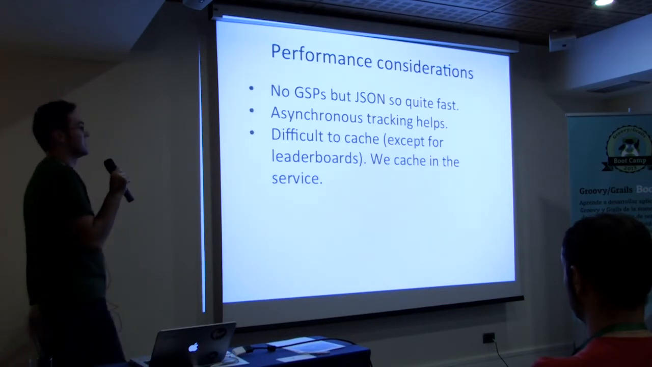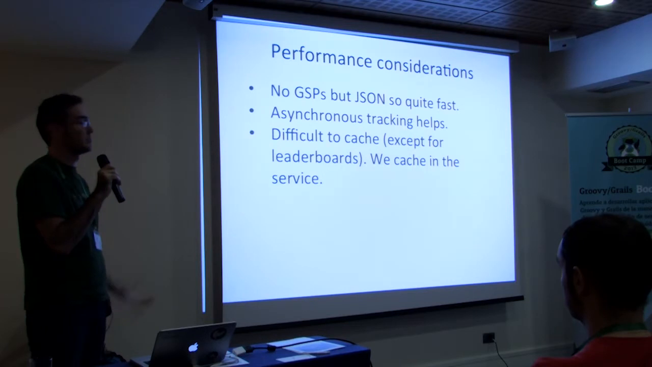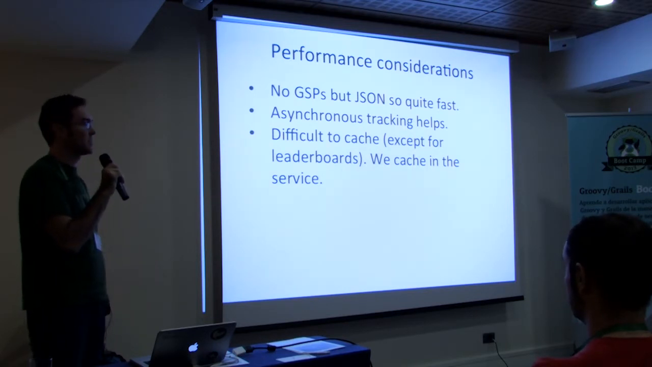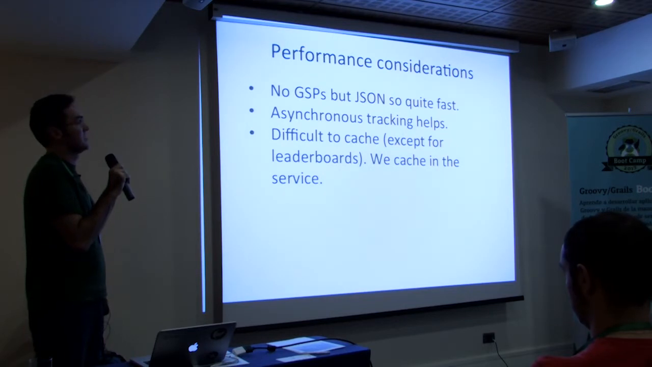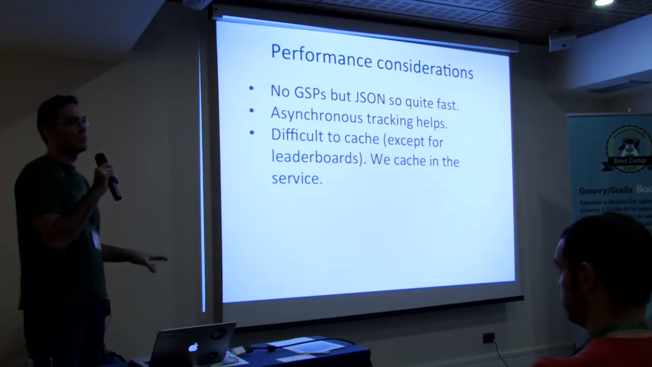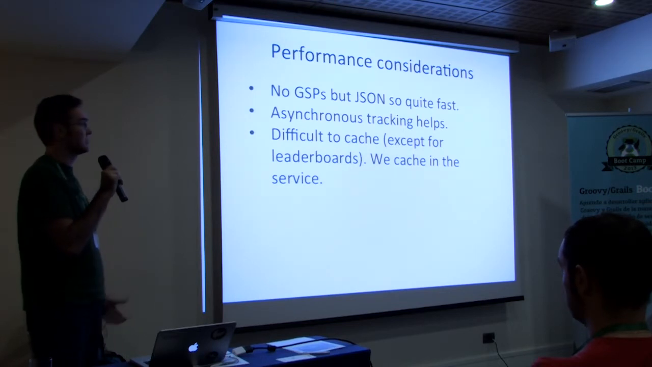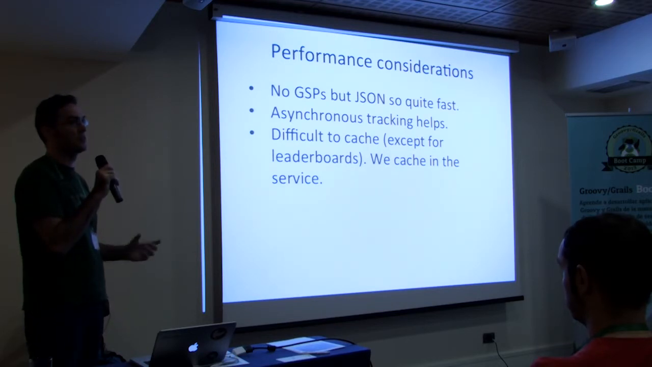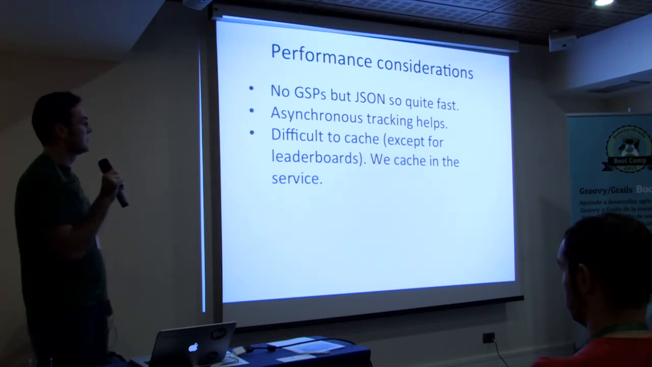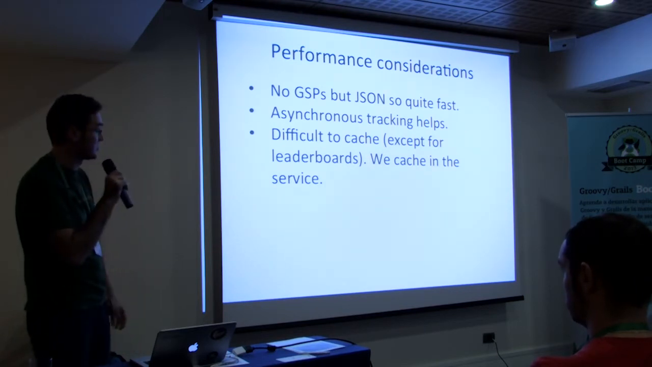Now to the performance considerations. I was really worried about Grails, and Groovy being a dynamic language, not being able to handle that much, but I was actually quite surprised. We don't have the overhead of GSP, and we try to do all the tracking activity asynchronously. That helps a lot. It's difficult to cache for us, except for the leaderboard, because almost every call is specific to the user, and they don't usually request the same information twice. But the leaderboards are common in specific areas, so we cache those in the service.